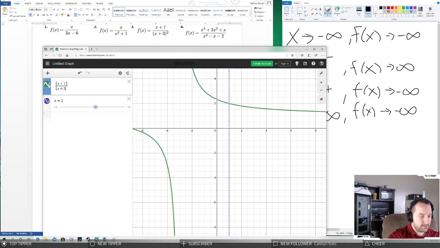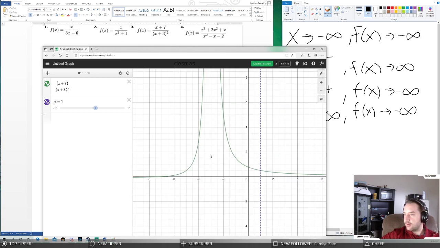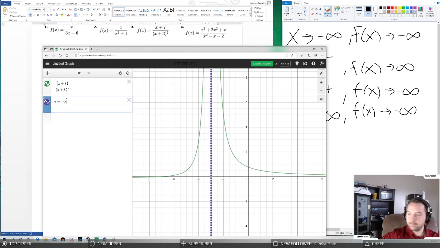We have x plus 3 squared. Nice. Okay. My vertical asymptote, see where it says x plus 3, so my vertical asymptote is going to be negative 3. Because my degree is larger on the bottom, this will eventually become x squared in the denominator. And that means that the numerator is a 1, denominator is a 2. So that means I have a horizontal asymptote at y equals 0.